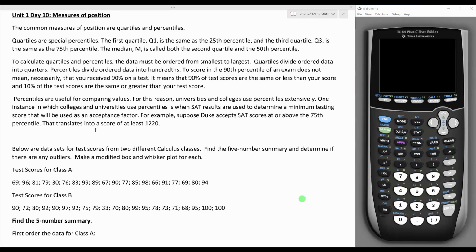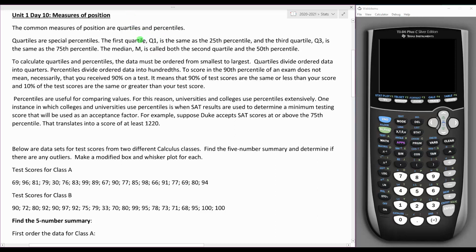We're going to talk about measures of position today. So really we're going to learn how to find measures of position. That's really our only goal for today, and learn what the common measures of position are. All right, so as I said, the common measures of position are what we call the quartiles and the percentiles.